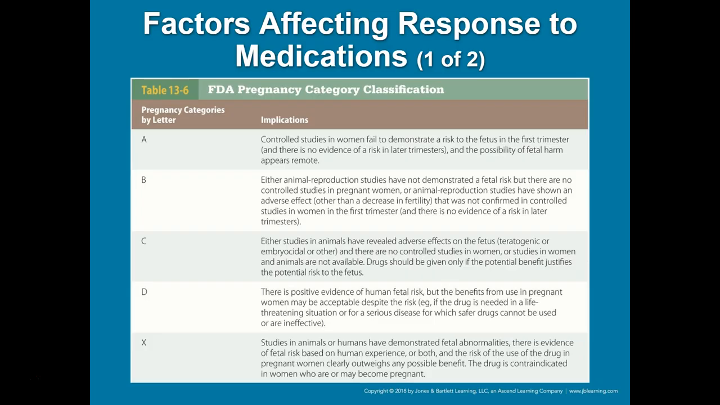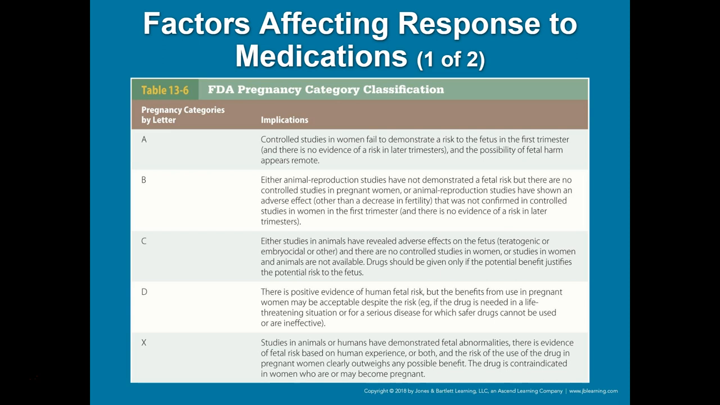Here are the five different classes that have pretty much been phased out, I believe, by this point. So a class A pregnancy medication says, hey, this is safe to give for everybody. No risk of fetal harm, no risk of mom's harm. All the way down to class X.